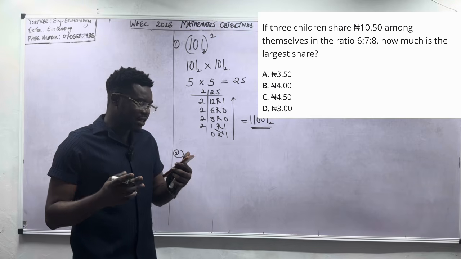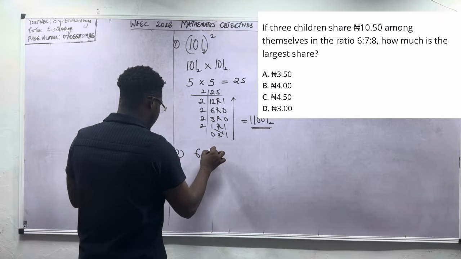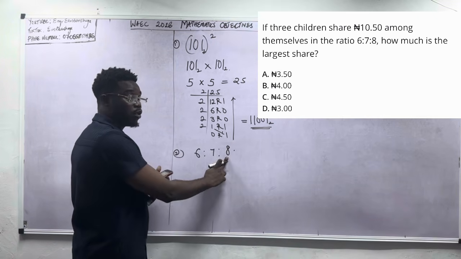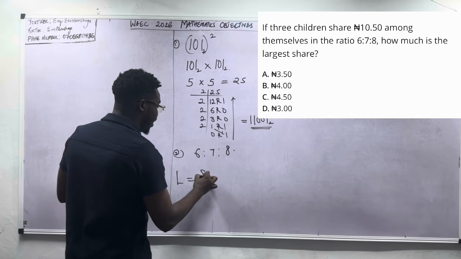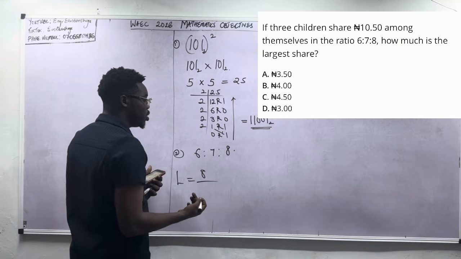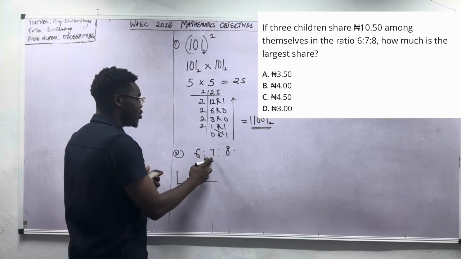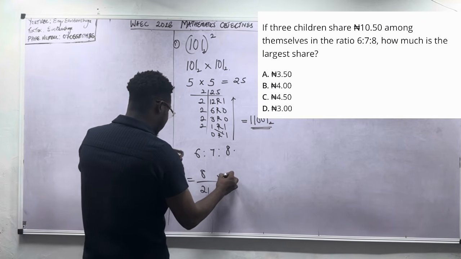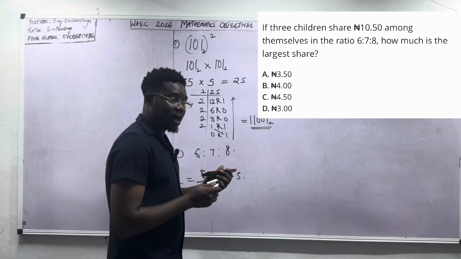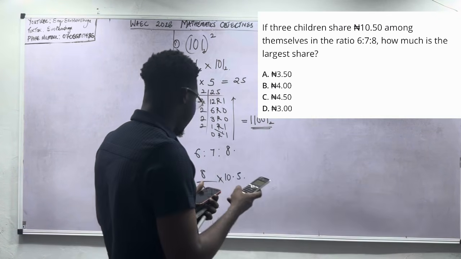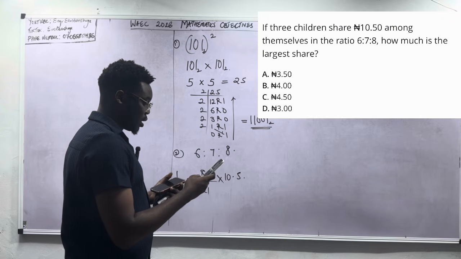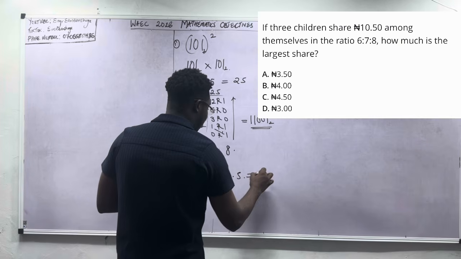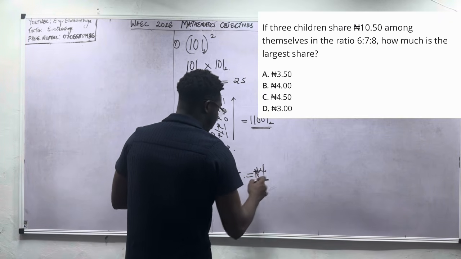Number 2 says, if 3 children share 10.5 naira among themselves in the ratio 6:7:8, how much is the largest share? Quickly, we have ratio 6, 7 and 8. So obviously, the largest share should be the one for 8. So the largest share is going to be 8 divided by the sum of the ratio. 8 plus 6 is 14. 14 plus 7, that should be 21. So we have 21, times what they are sharing, 10.5 naira. We're going to solve that with our calculator. Quickly, we have 8 divided by 21 times 10.5. And the answer should be 4 naira. So the largest share should be 4 naira.